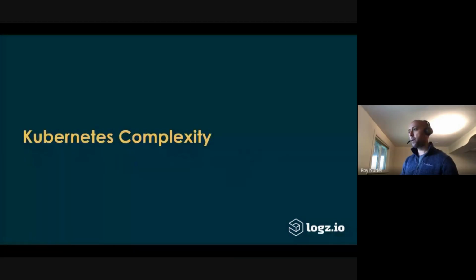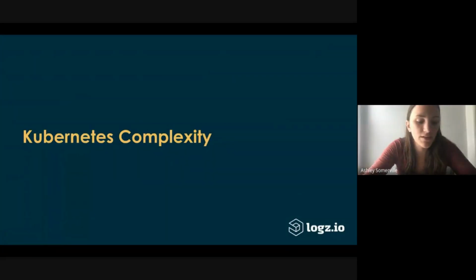And I want to hand it back over to Ashley to take us through the Kubernetes complexity. Thanks, Roy. So we've seen a number of challenges introduced due to the rapid adoption of Kubernetes. Every year, Logz.io sends out a survey to a few thousand DevOps engineers to understand trends in the industry, and one we did recently was on the adoption of Kubernetes. What we found is that it's being adopted up to 6 to 7 times faster than cloud adoption. And with that, a number of complexities are introduced that you need to be aware of.